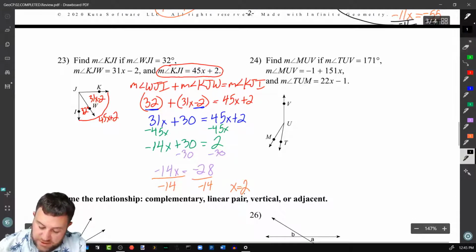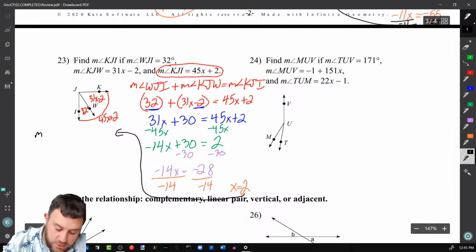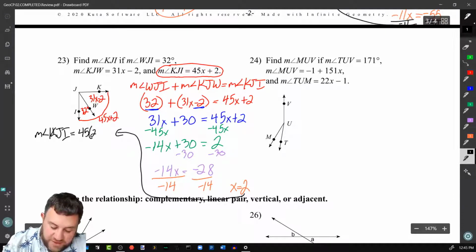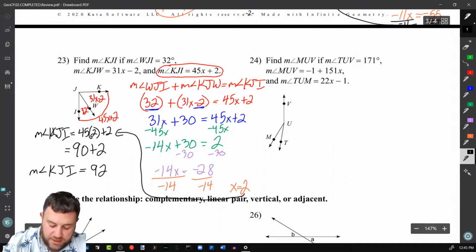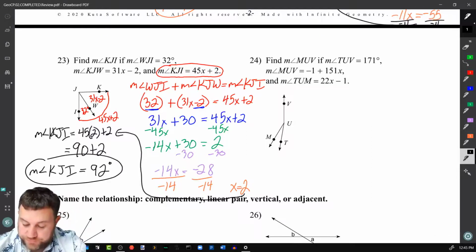But then we need to take that 2 and plug it back in to KJI. So the measure of angle KJI equals 45 times 2 plus 2. That'll be 90 plus 2. So the measure of angle KJI is 92. And remember, that's in degrees.